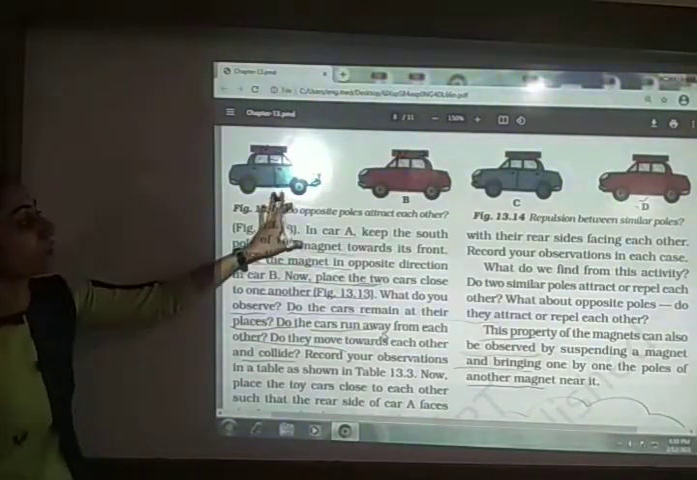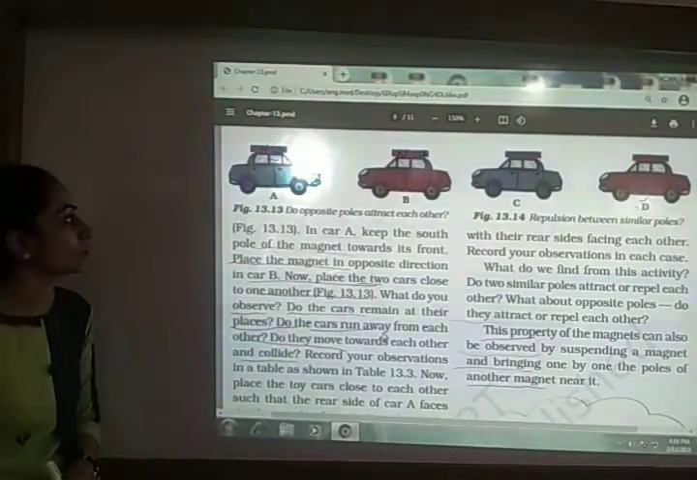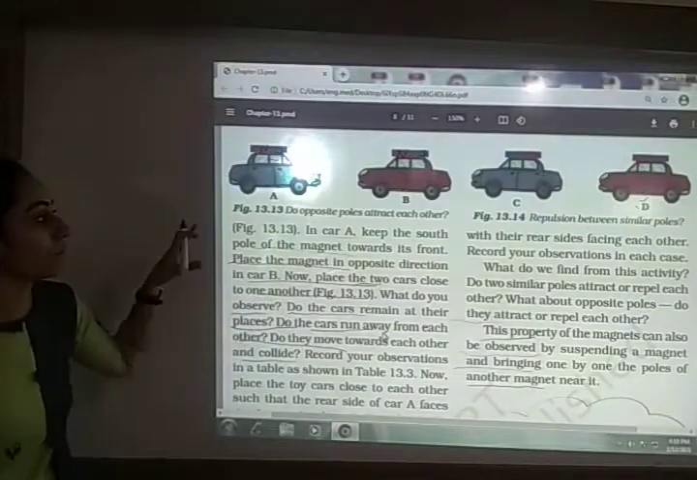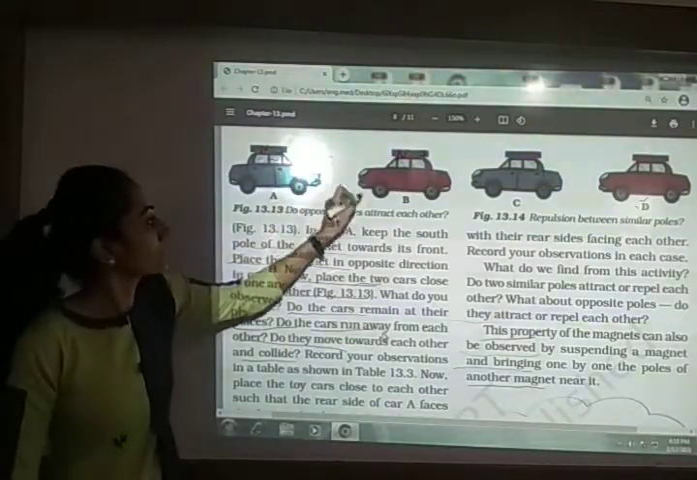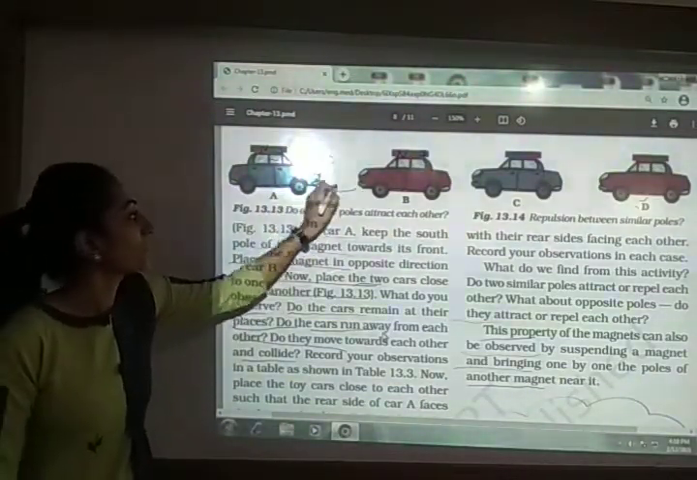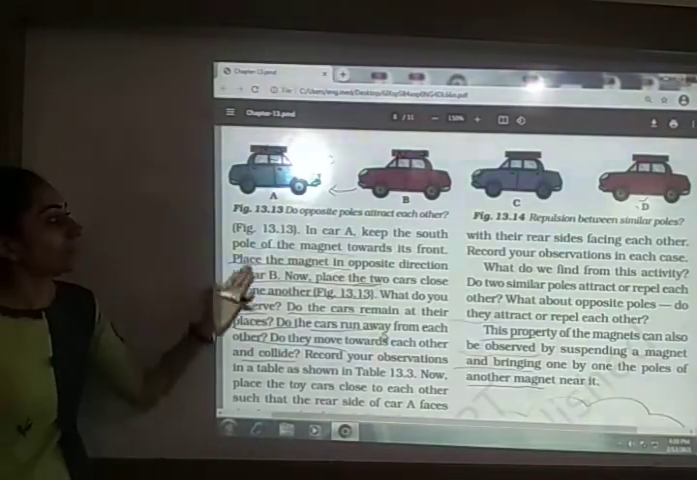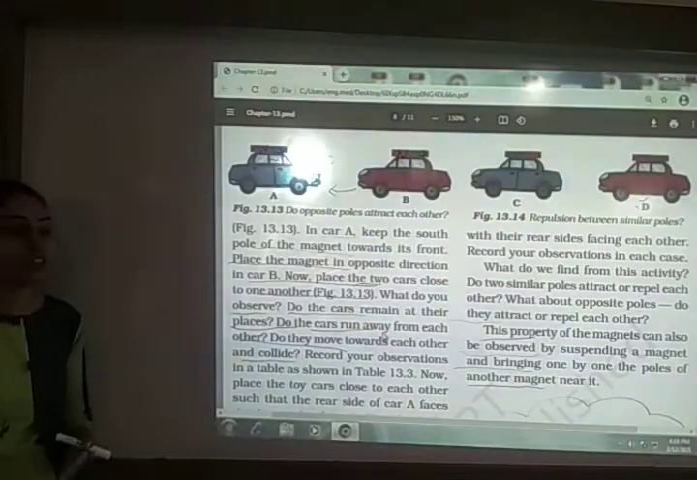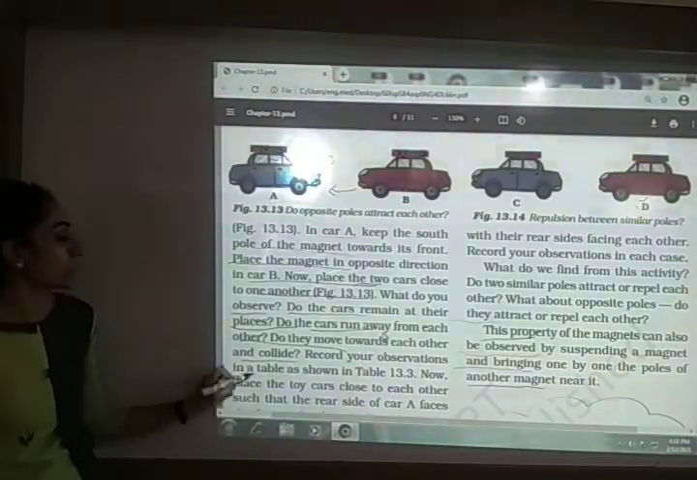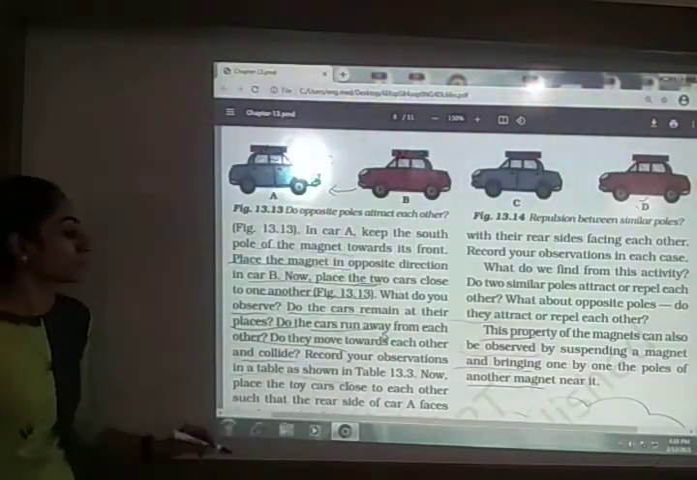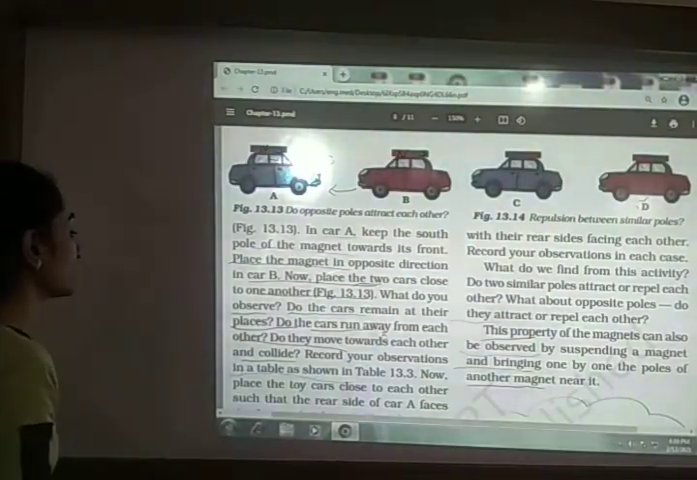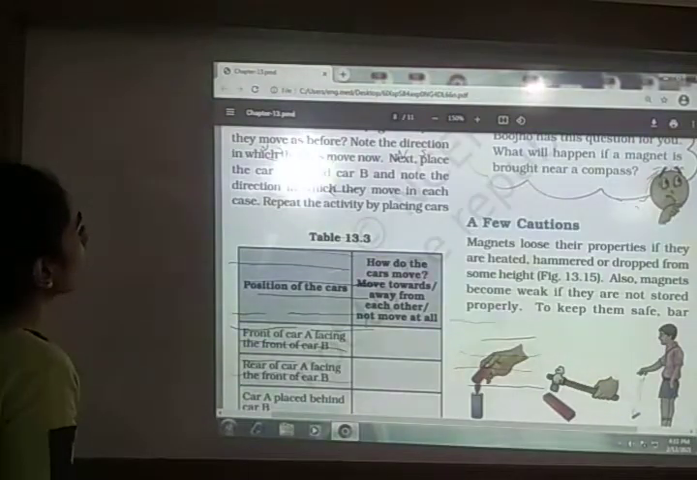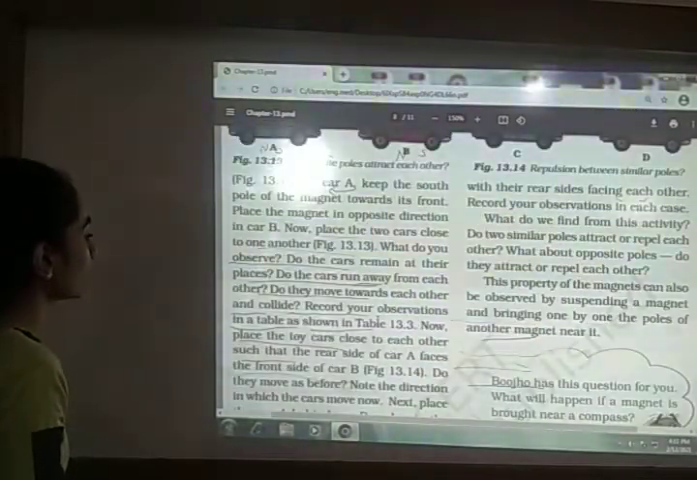When we bring these cars close to each other, you will find that they attract each other, or they will move towards each other. This car will move towards this side and this car will move towards this side, and they will collide, or you can say they will hit each other. Record your observation in the next table, and then another situation is given to you, where you have to record your observation over here. Now let me see what is the next position for this car.